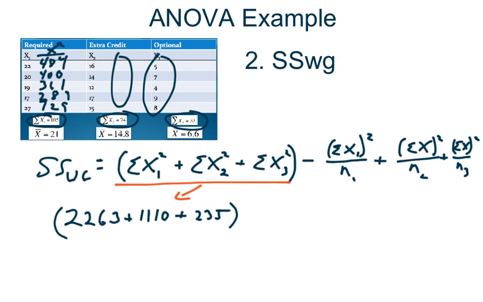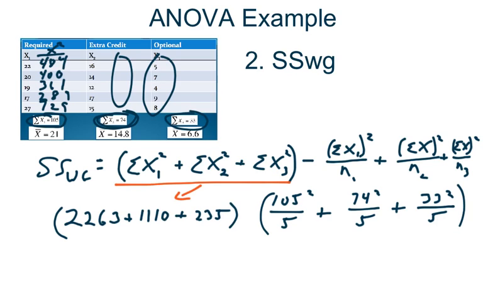So we take 105. We're going to square that and divide by 5 because there are 5 people in group 1. We're going to add that to the 74 squared divided by 5 because there are 5 people in group 2. And we're going to add that to 33 squared divided by 5 because there are 5 people in group 3. And that takes care of the second part. And we just subtract that difference.